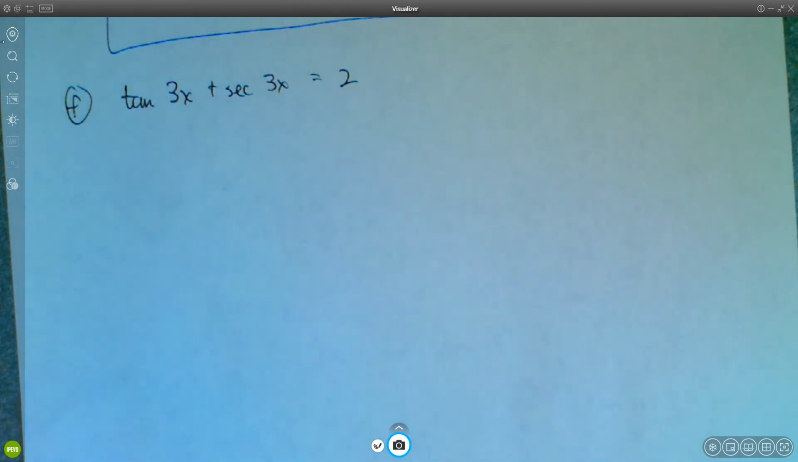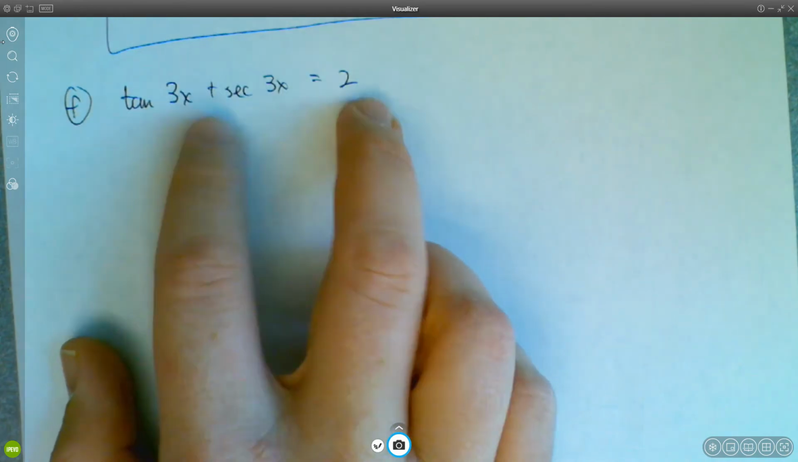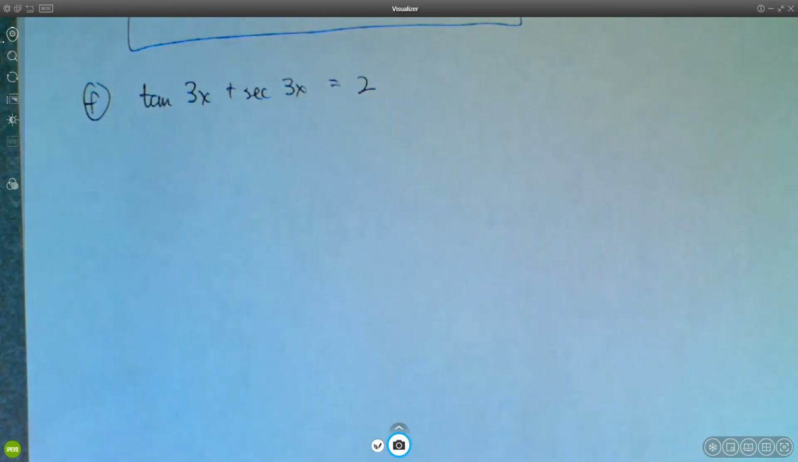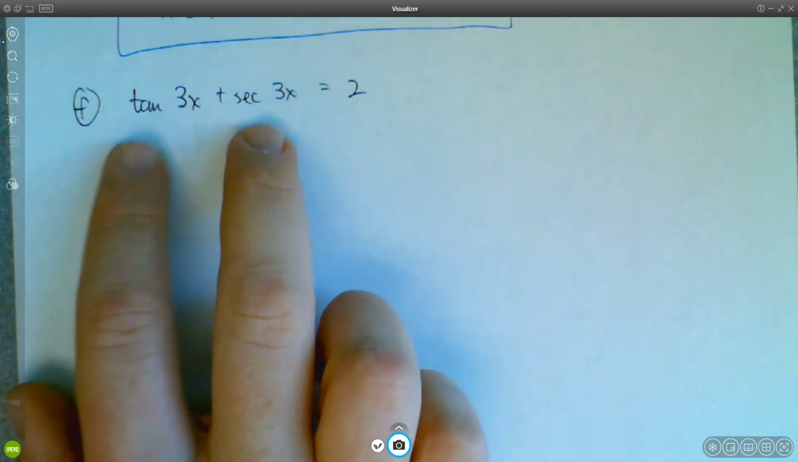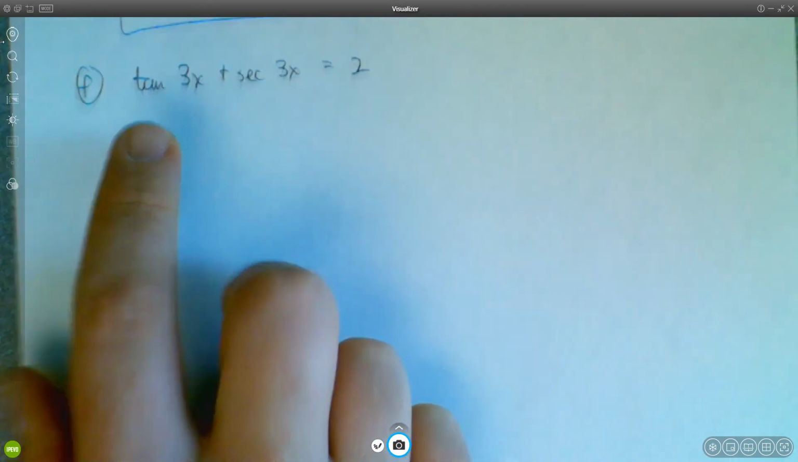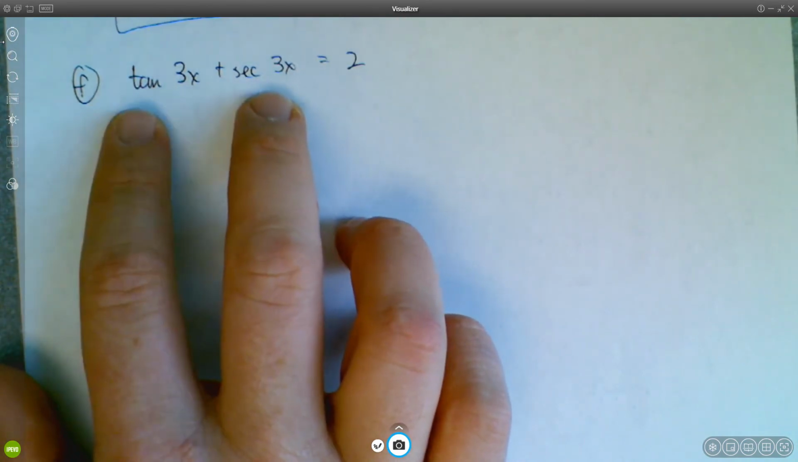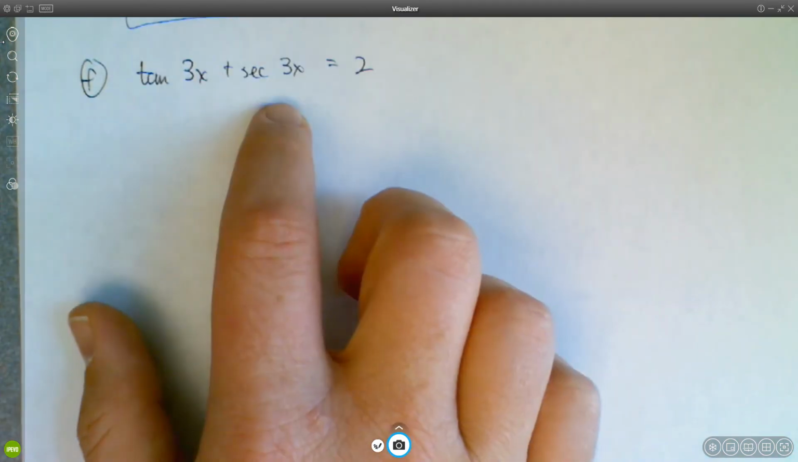The identity that relates tangent and secant is the Pythagorean identity, right? So there's the Pythagorean identity that says tangent squared plus 1 equals secant squared. In order to get that, you're obviously going to have to square both sides of this equation. But don't do that just yet, because if you square the left-hand side the way that it is, you're going to get a tangent squared, and then a tangent squared term. Then you're going to get a secant tangent term, and then you're going to get a secant squared term.